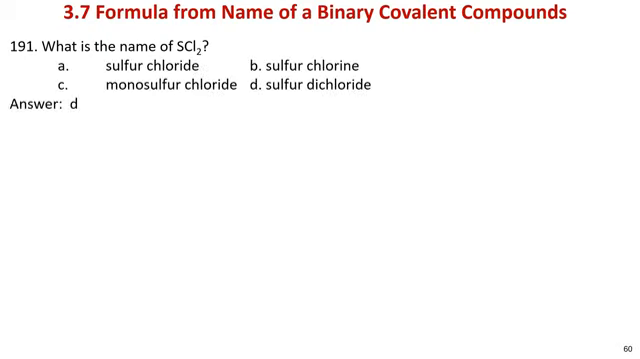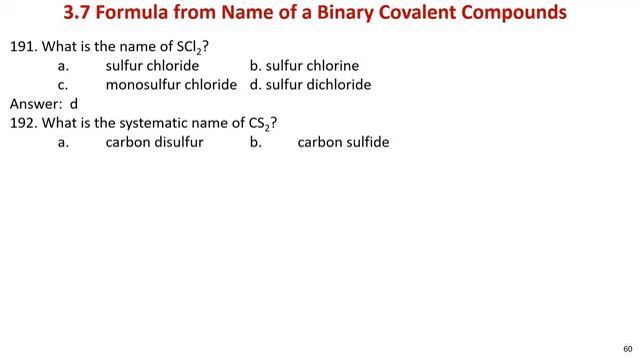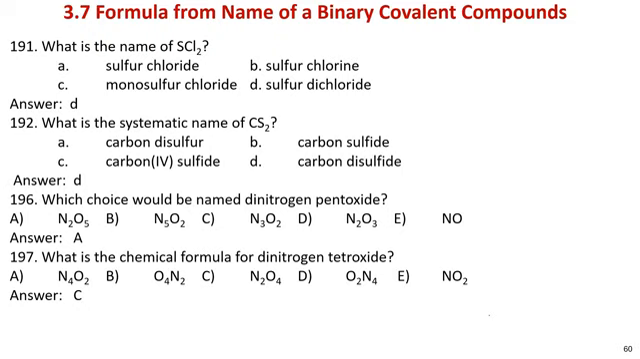What is the name of this one? Sulfur dichloride. D is the correct answer. Dinitrogen pentoxide is this, A.